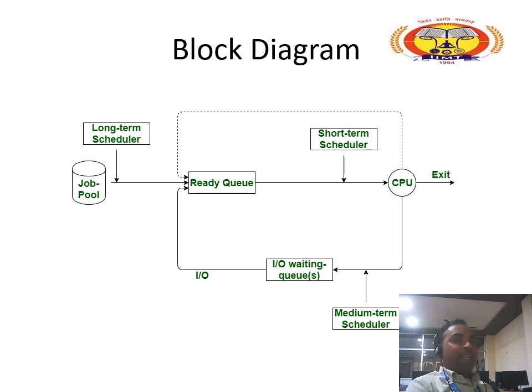Now, if any input-output event occurs or any process has a priority, then the process will come here and have to wait for input and output events, and this is accomplished by the medium-term scheduler. Okay, and if there is no event, then the CPU completes its execution and finally we exit here.